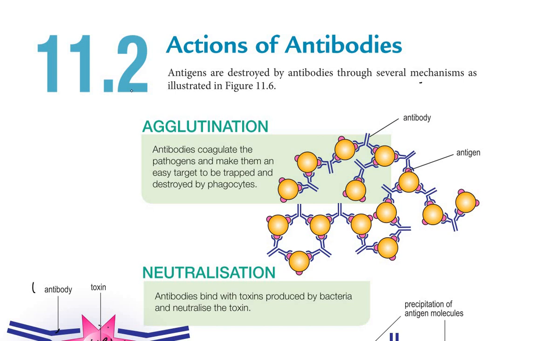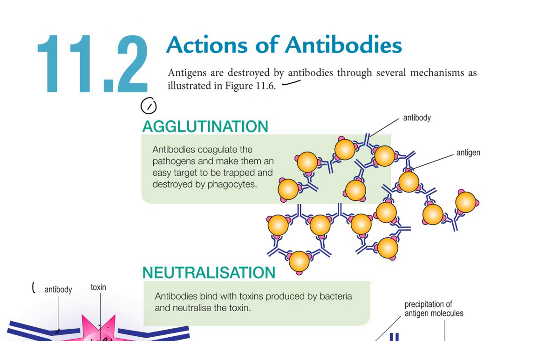Okay, actions of antibodies. How do the antibodies destroy the antigens? Antigens are destroyed by antibodies through several mechanisms illustrated in figure 11.6. The first one we have is agglutination. You have to use your imagination to imagine what happens.